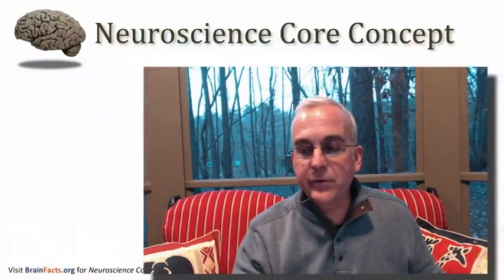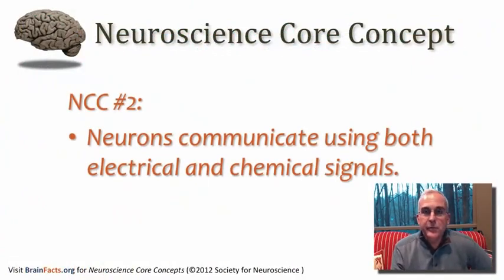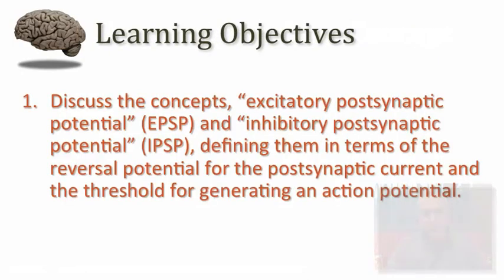So we continue to talk about our important core concept in the field of neuroscience that pertains to the communication that happens among neurons and between neurons and peripheral structures via the generation of chemical and electrical signals. Specifically, our learning objective today is to discuss the concepts of excitatory postsynaptic potentials and inhibitory postsynaptic potentials.